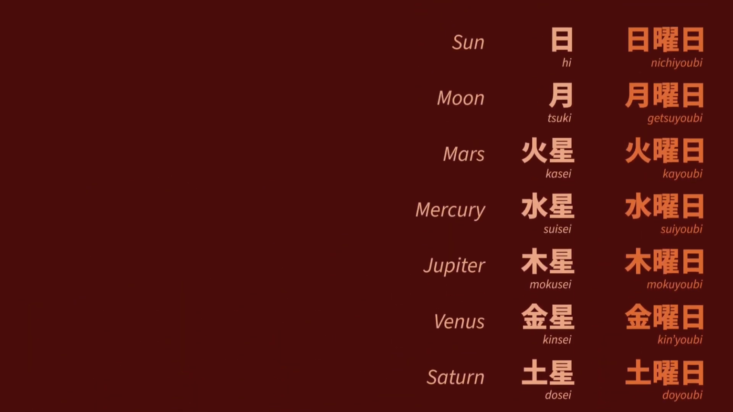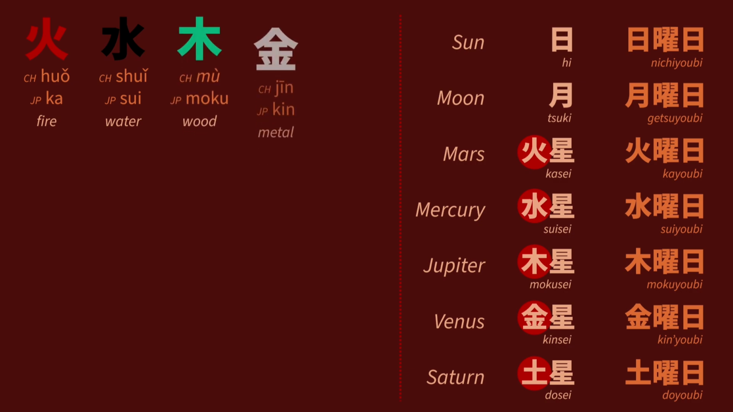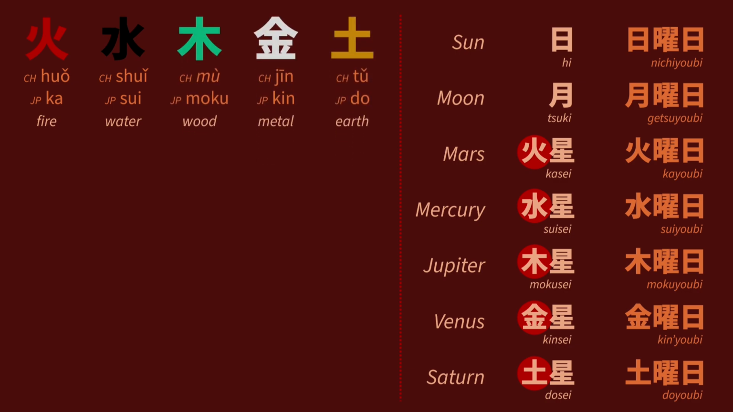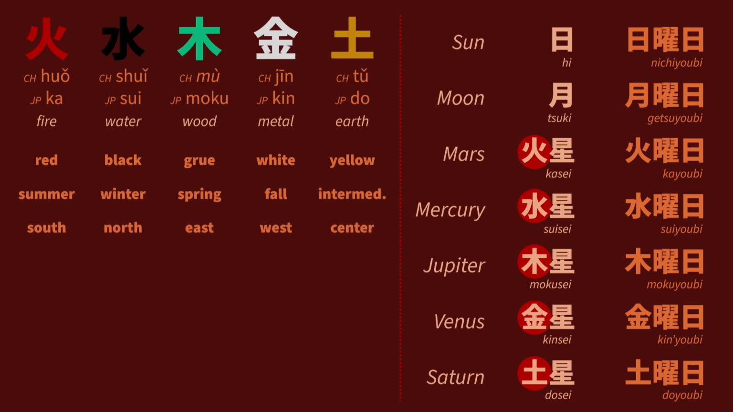The second question is, sure, Sunday and Monday are named after the sun and the moon, but what about the rest? Some of you may recognize these 5 symbols as wuxing, or the Chinese 5 elements. These are applied to a whole plethora of categories, including colors, seasons, cardinal directions, and yes, planets as well.